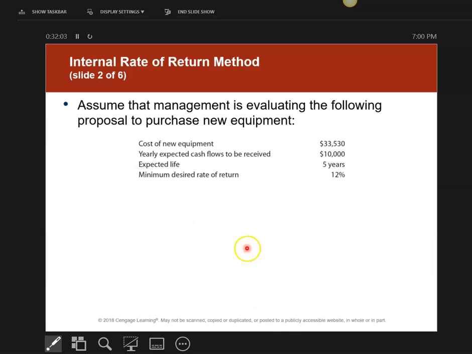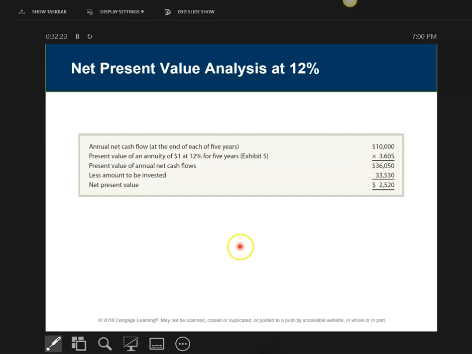It's a little bit different on this one. So here's what I'm looking at. I'm looking at purchasing new equipment. It's going to cost me $33,530. I can expect to get $10,000 each year over 5 years, and I need to make sure that I have a 12% return on my investment.